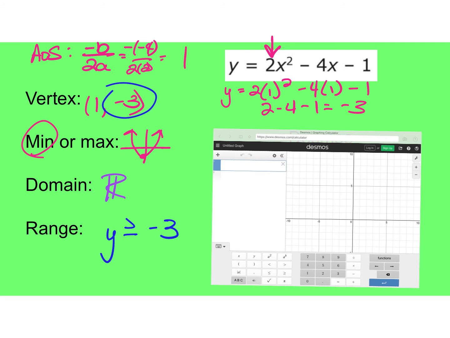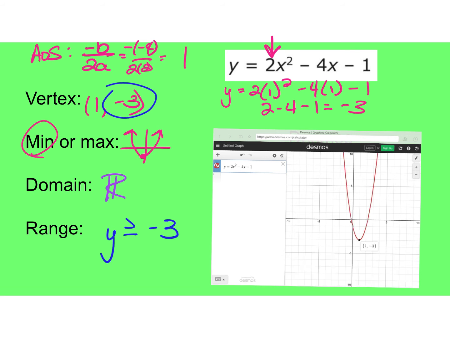So let me graph it now and check my work. Hopefully I got it right. That would be embarrassing. So we have y equals 2x squared minus 4x minus 1. So when I touch here, there's our vertex. And of course, there's a minimum, and then it goes from there. So see, you don't necessarily need to graph it in order to find your domain and range.